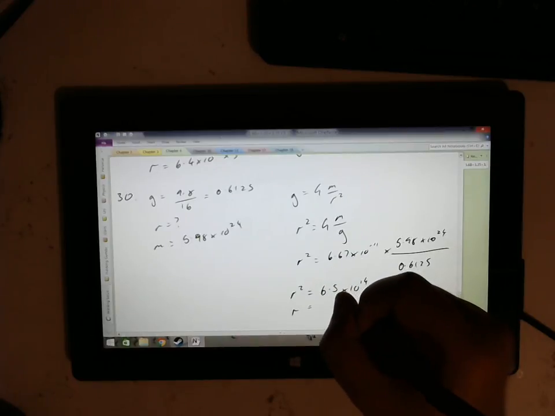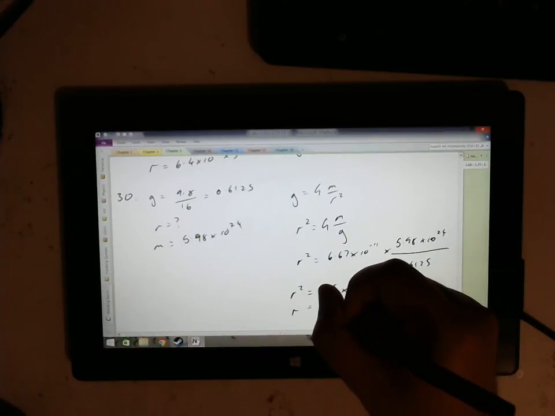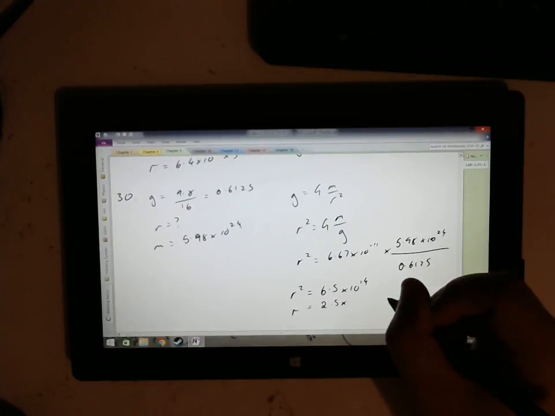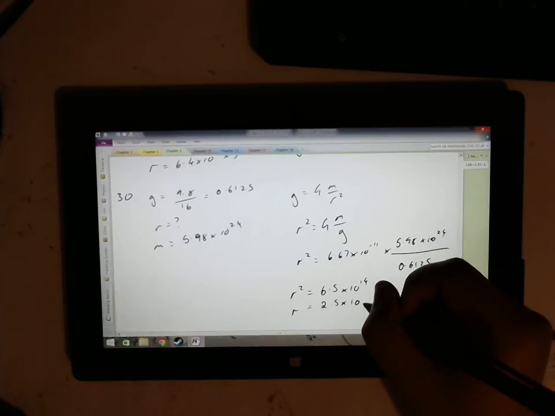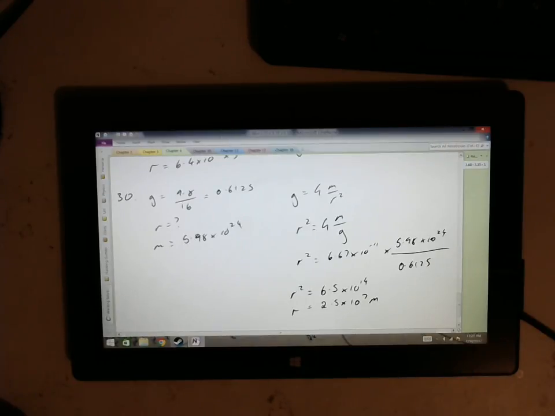R is going to equal 22.5 times 10 to the 1, 2, 3, 4, 5, 6, 7 meters. Okay, so like 25 million meters away, or 25,000 kilometers away from the surface of the Earth. Okay.